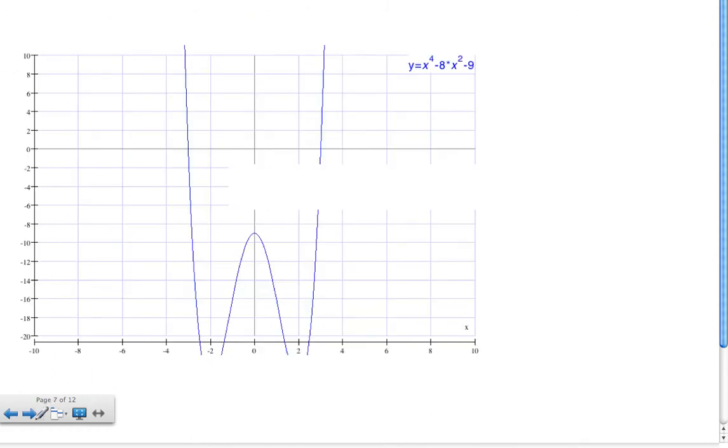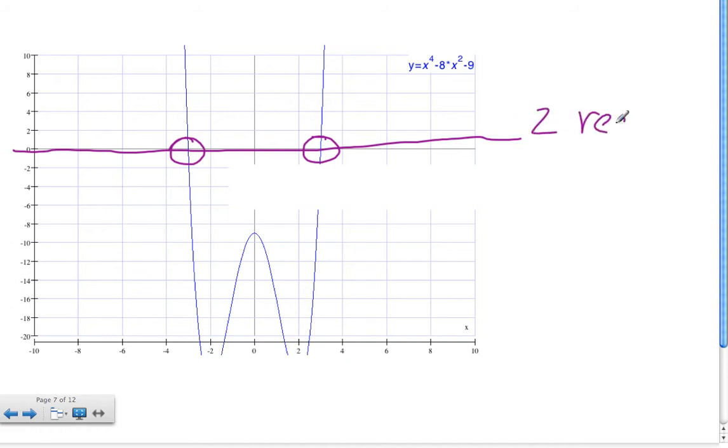And if I look at the graph of that, this is what my picture looks like. And if you notice, here is my x-axis way up here, and I only have 2 real roots or zeros, and 2 of them were imaginary.